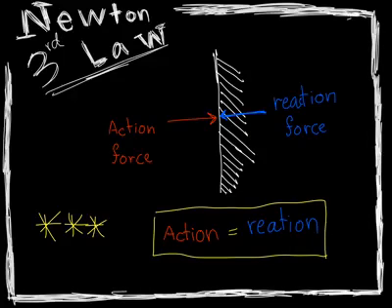So the meaning of Newton's third law is that the size of the force on the first object is equal to the size of the force on the second object. The direction of the force on the first object is opposite to the direction of the force on the second object. And the forces always come in pairs, like an action-reaction force pair. So for every action there is an equal and opposite reaction. As you see, the red one is the action force and the blue one is the reaction force.